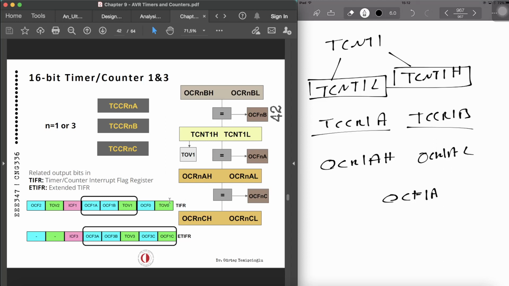And for timer interrupts, you can find the TIFR register, OCF1A, 1B, and timer overflow. You can also find, in the extended timer interrupt flags, timer 3 OCF3A, 3B, and 3C, and also timer overflow 3. So we can use these in order to use timer 1 or timer 3 for the largest delays and calculations with the largest delays.